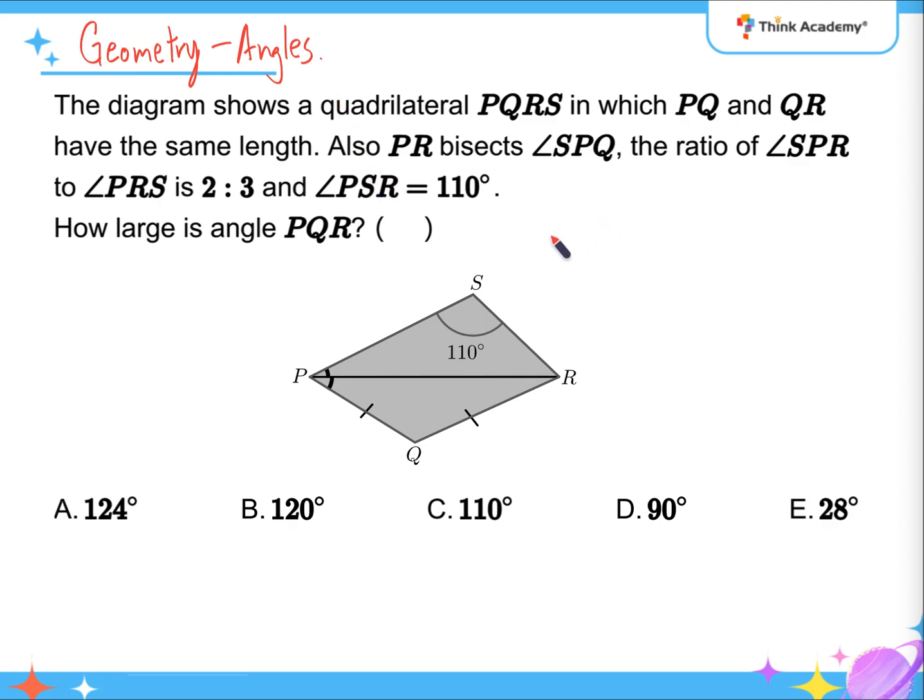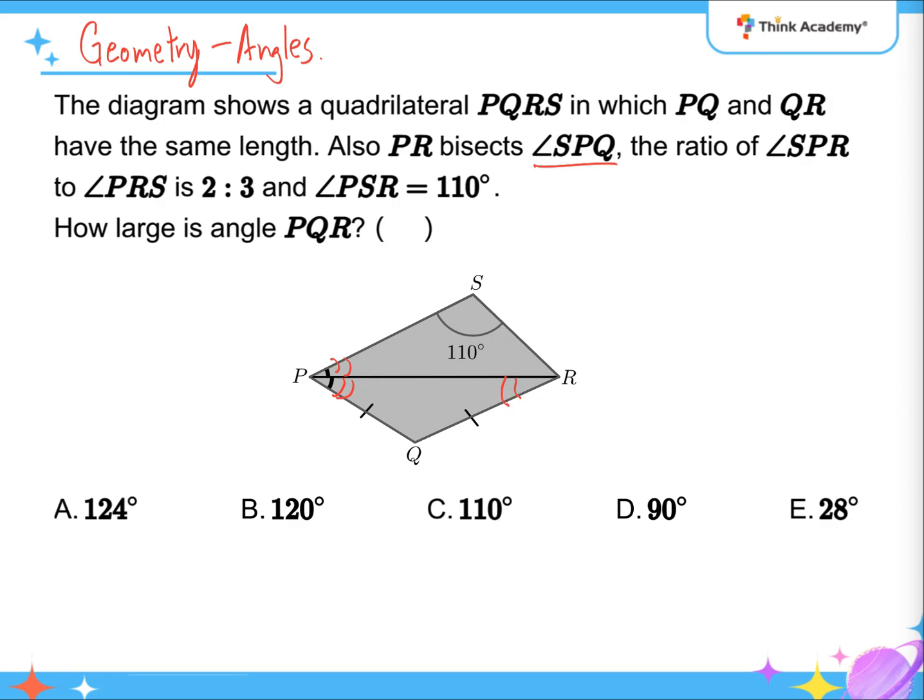Essentially, you can see that if PR bisects the angle SPQ, it means that these two angles SPR and QPR are going to be the same, right? And also you can see that triangle PQR is isosceles, which means that the base angles are going to be the same, which means that PRQ is equal to RPQ.